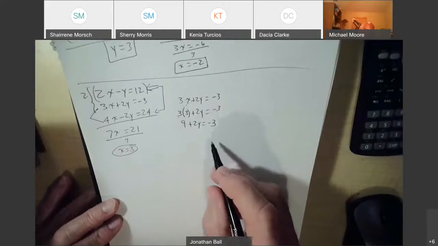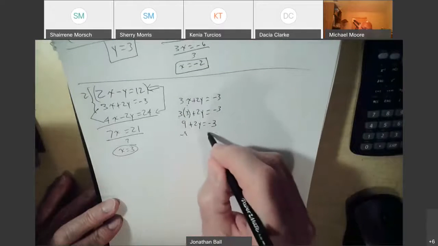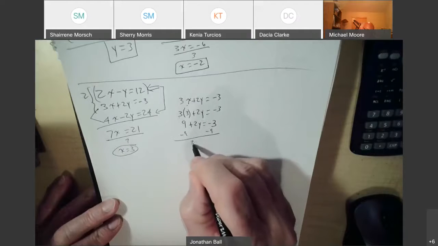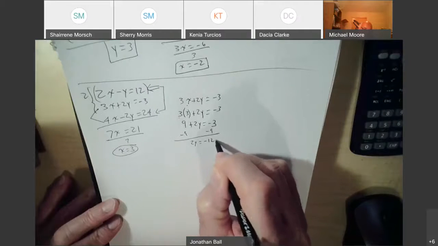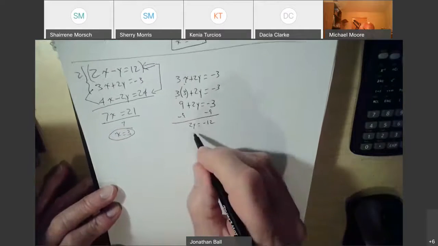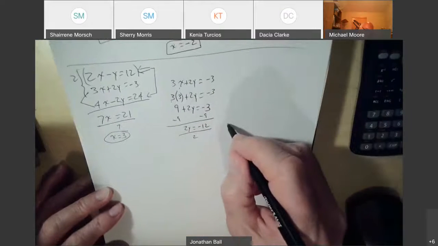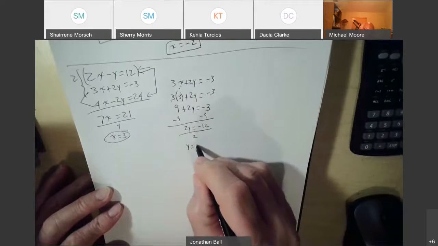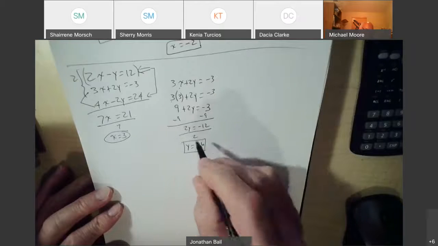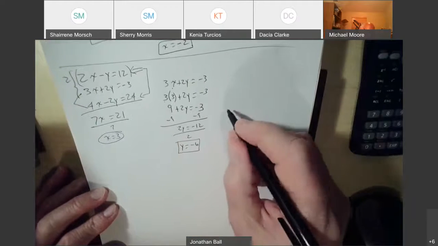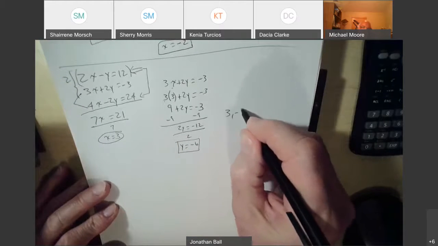Now, again, we have a real simple algebra problem. Let's subtract 9 from each side. 2y equals negative 12. Divide by 2. Y is negative 6. So our solution here is 3 comma negative 6.